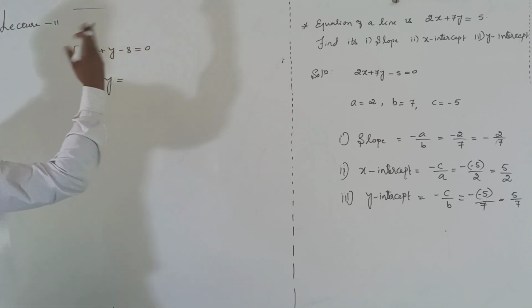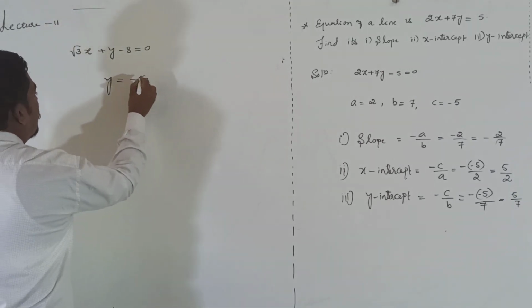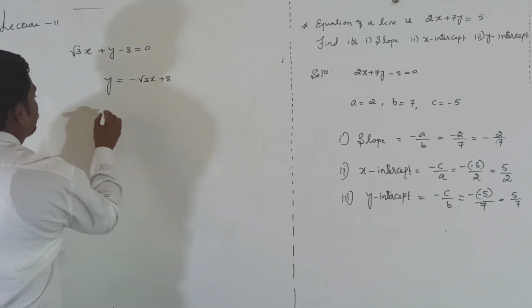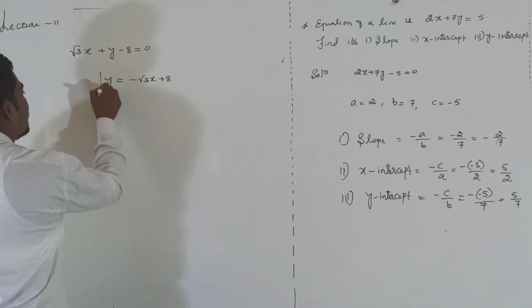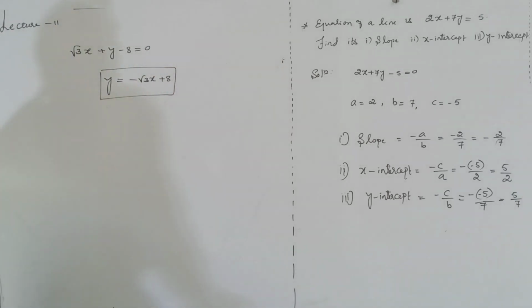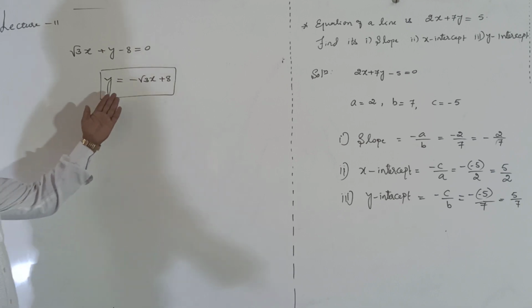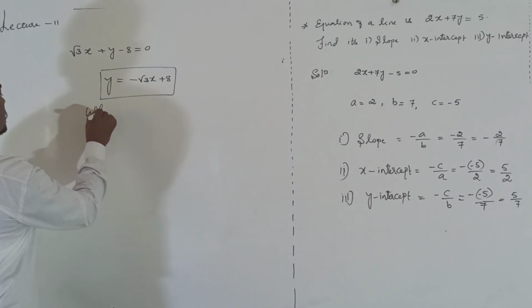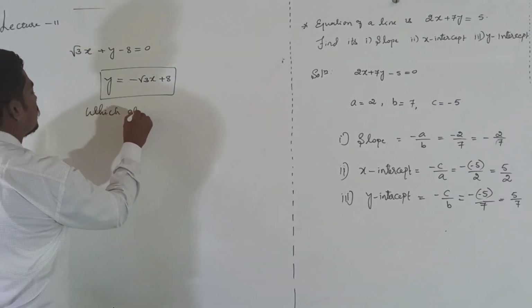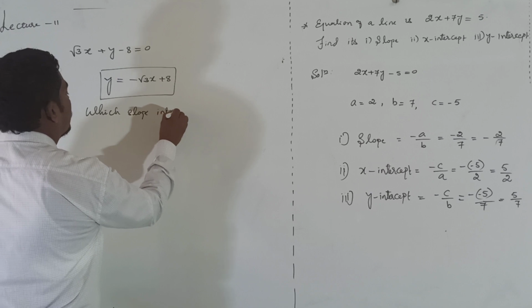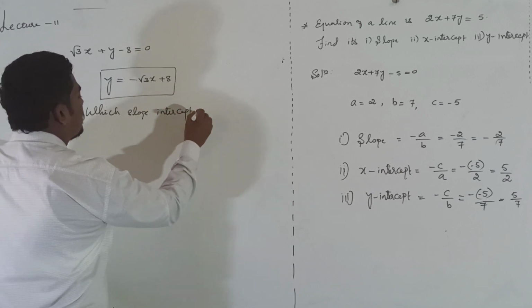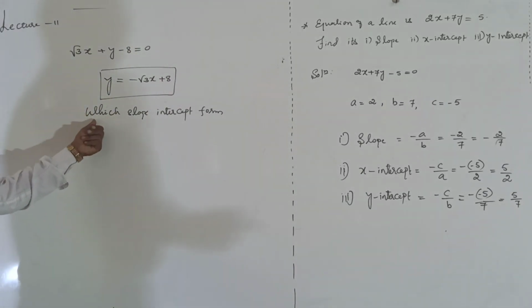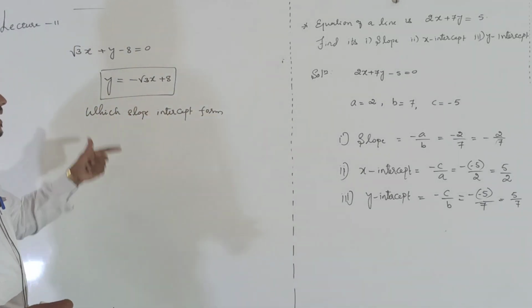Keep y as it is and send the remaining terms to the RHS: y equals minus root 3 x plus 8. Clearly it is in the form of y equal to mx plus c, which is the slope intercept form of the given line.